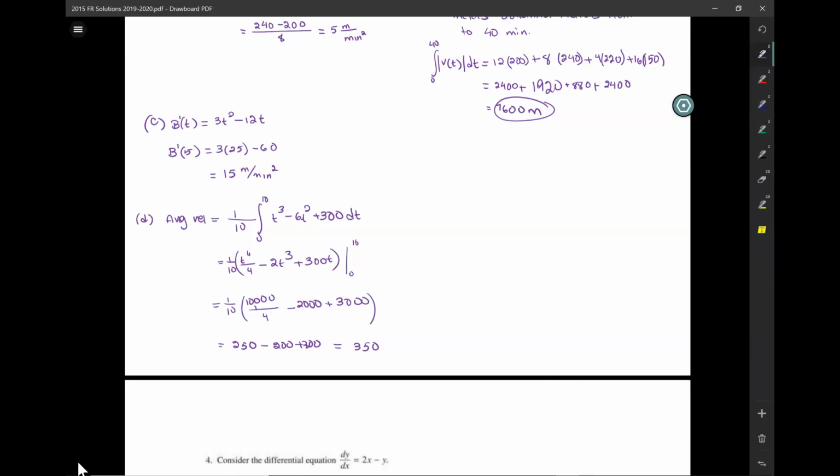Meters per minute. Meters per minute, just like it was normal velocity. Yep. So look, this is the velocity, right? That was meters per minute. The dt is in minutes. Then the 1/10, that's divided by minutes. So you end up with meters per minute. Do you see that? It's dimensional analysis, right.